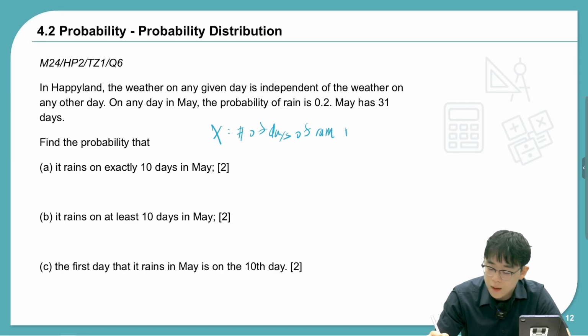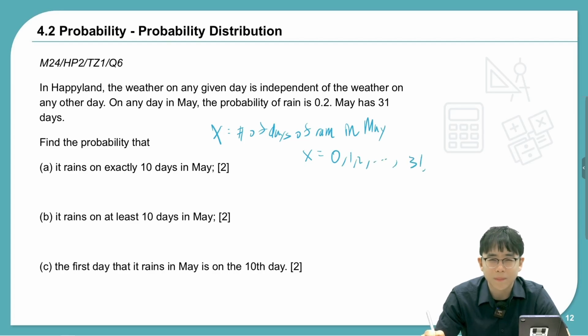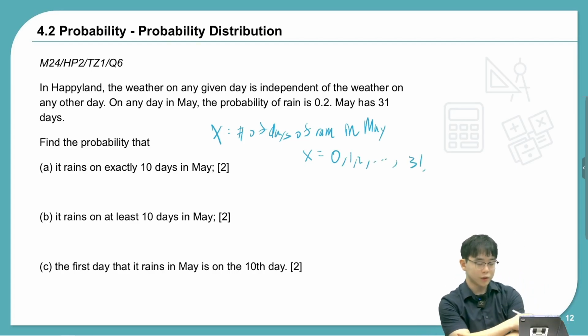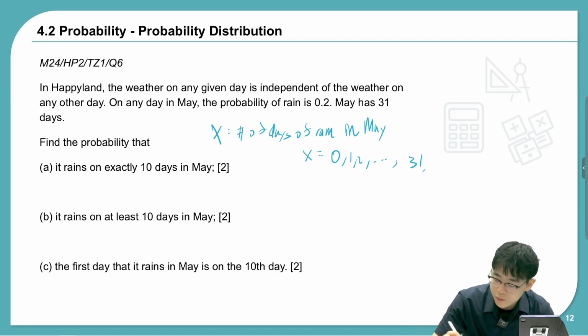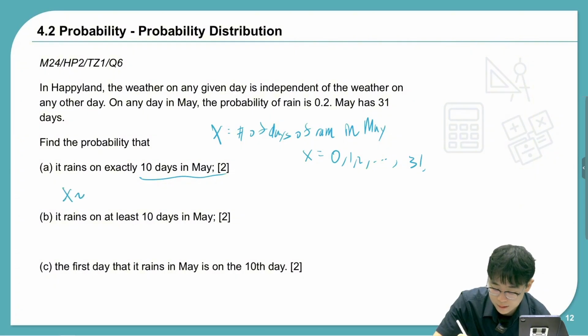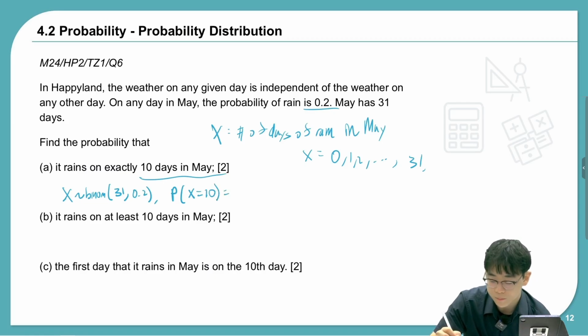in May, X could be anywhere between 0, 1, 2, all the way to 31, right? This would be a discrete distribution because we can't really have 1.5 days, at least in this case. So we want to find out when exactly there is going to be 10 days of rain. So we could say X is a binomial distribution where there's 31 trials and the probability of success, being rain, is 0.2. And we could just look for the probability where X is exactly equal to 10, right?